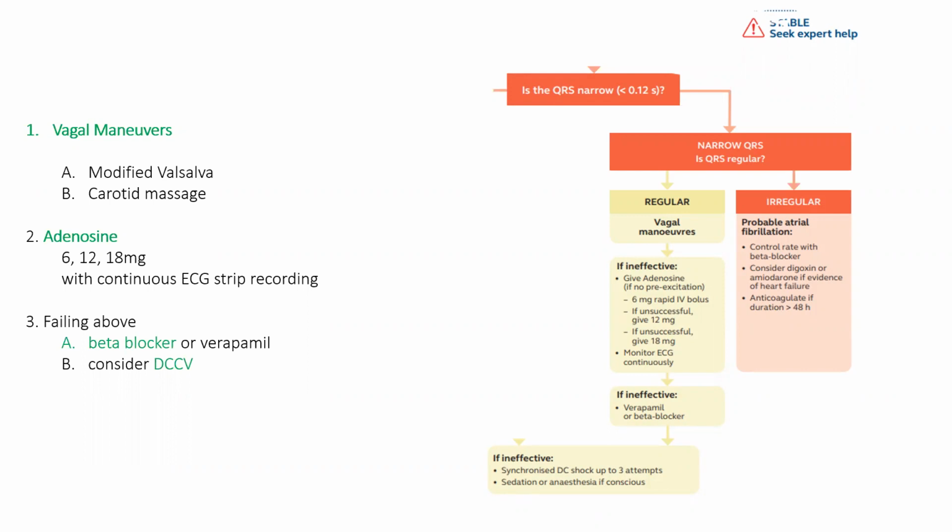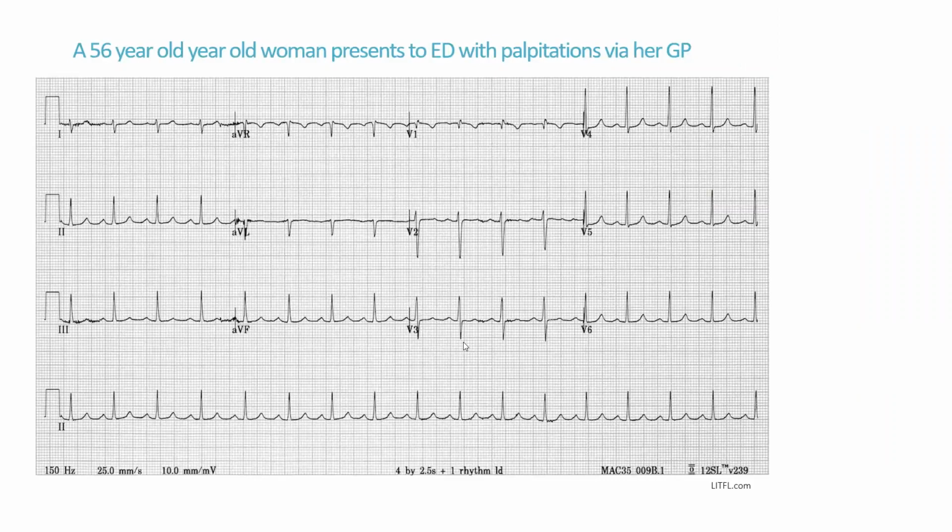But let's just say for this lady, we've given her some adenosine. We tried the vagal maneuvers, they didn't really work, they never really do. We'll give her some adenosine, and that's what we've got here. Now, straight away, spot diagnosis, what can you see here? Just the rhythm, just the rhythm I'm interested in.